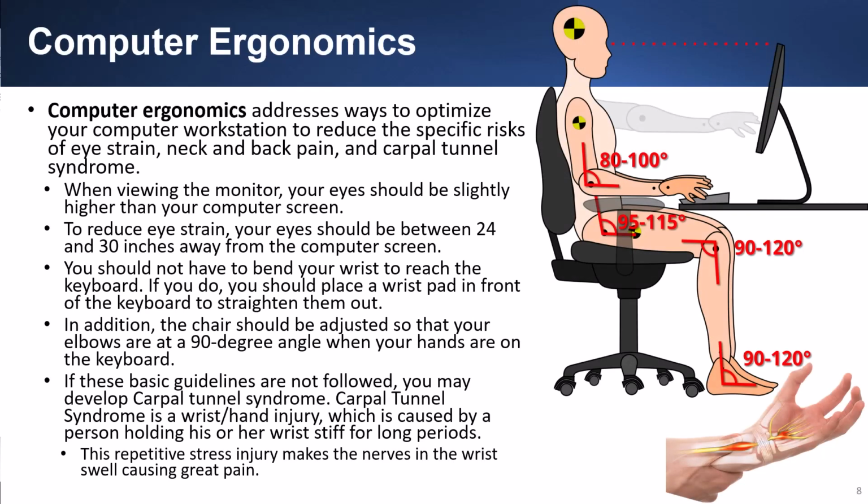Computer ergonomics addresses ways to optimize your computer workstation to reduce the specific risk of eye strain, neck and back pain, and carpal tunnel syndrome. When viewing the monitor, your eyes should be slightly higher than your computer screen. To reduce eye strain, your eyes should be between 24 and 30 inches away from the computer screen. You should not have to bend your wrist to reach the keyboard. If you do, you should place a wrist pad in front of the keyboard to straighten them out. In addition, the chair should be adjusted so that your elbows are at 90-degree angles when your hands are on the keyboard. If these basic guidelines are not followed, you may develop carpal tunnel syndrome.